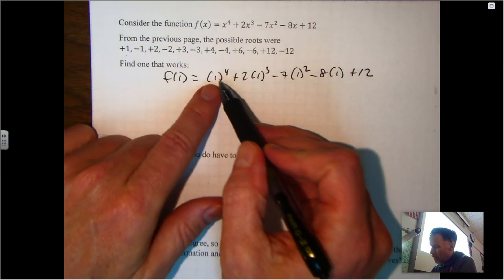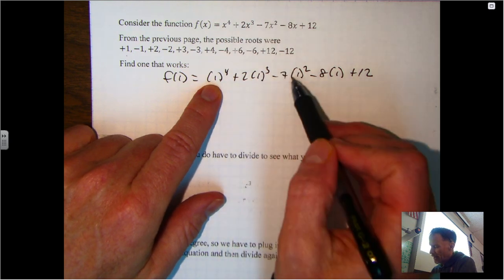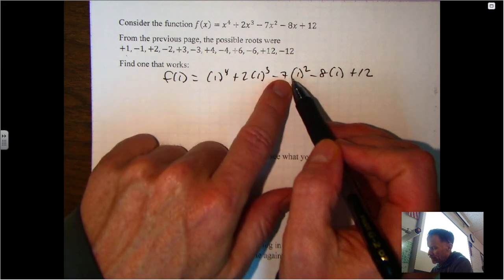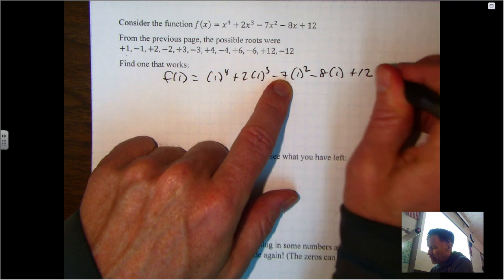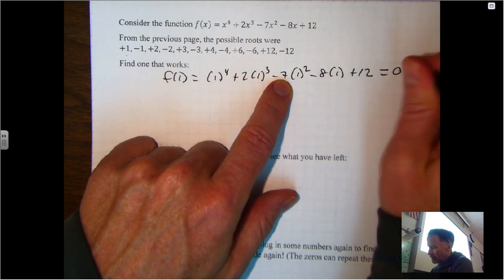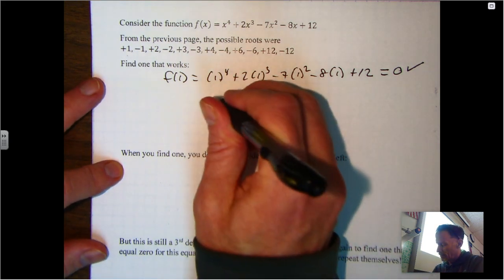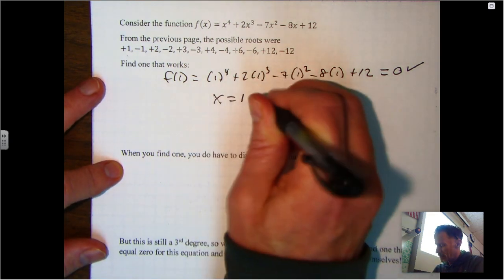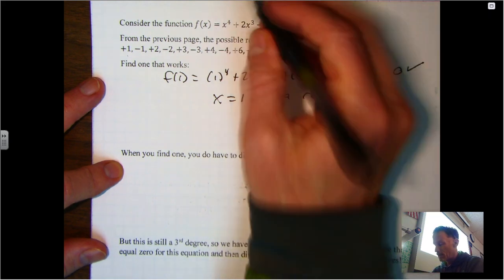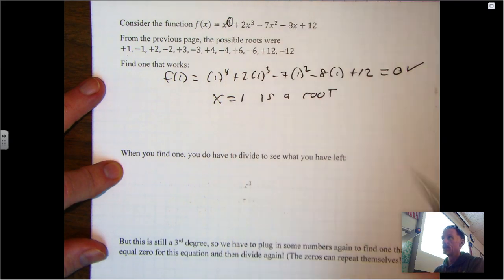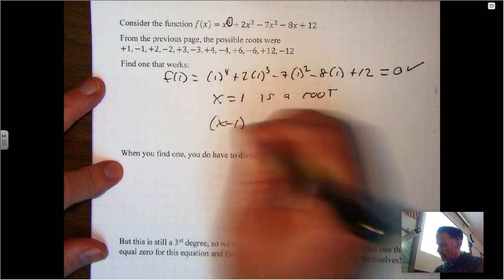And if you see here, that's 1 plus 2 is 3. 3 minus 7 is negative 4. Negative 4 minus 8 is negative 12. Plus 12. Oh, good. Look at there. Happy days, because the first one we checked is a 0. So that's always nice. So that means x equals 1 is a root. So that's one of the four. Remember, there's going to be four of them total because of that biggest exponent. And that also means x minus 1 is a factor.